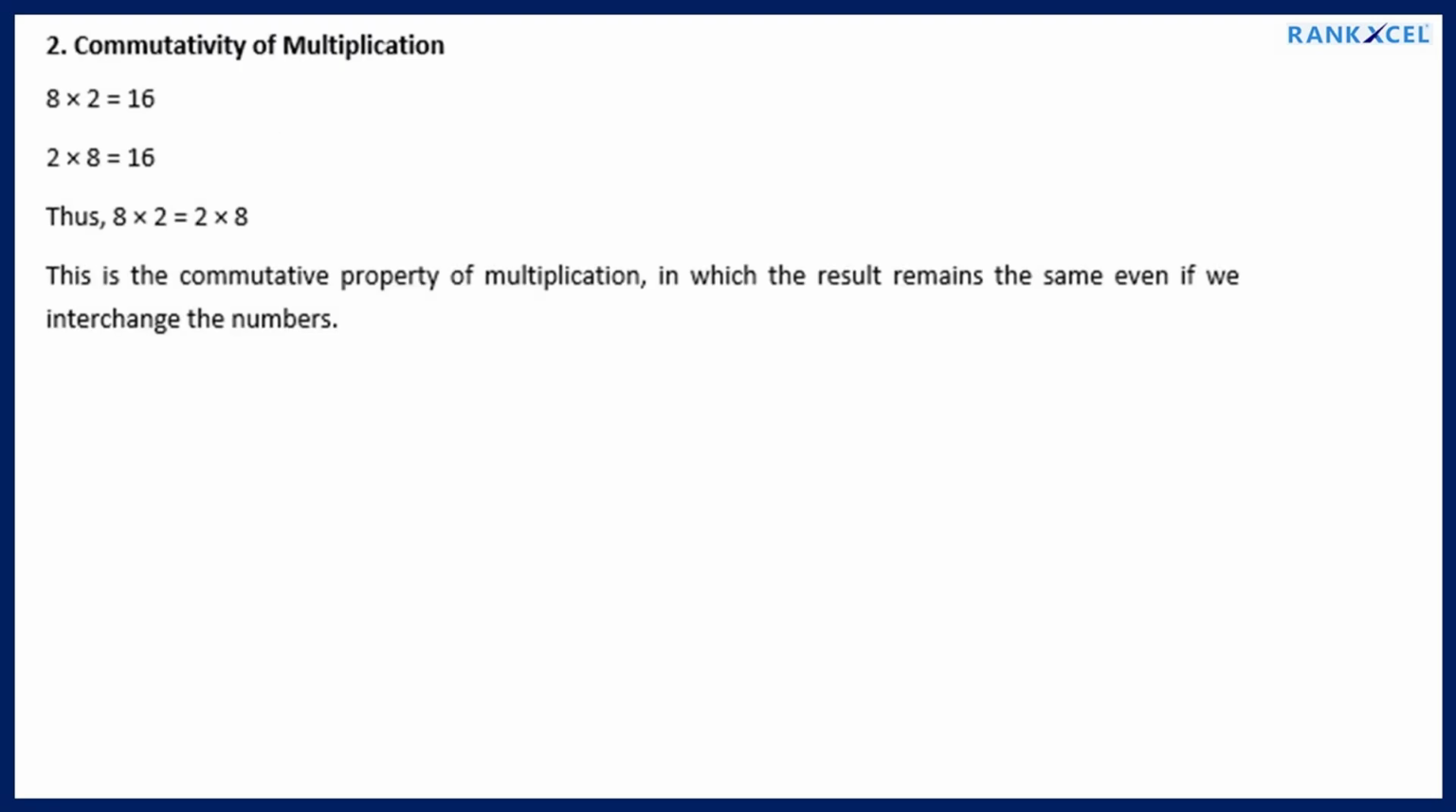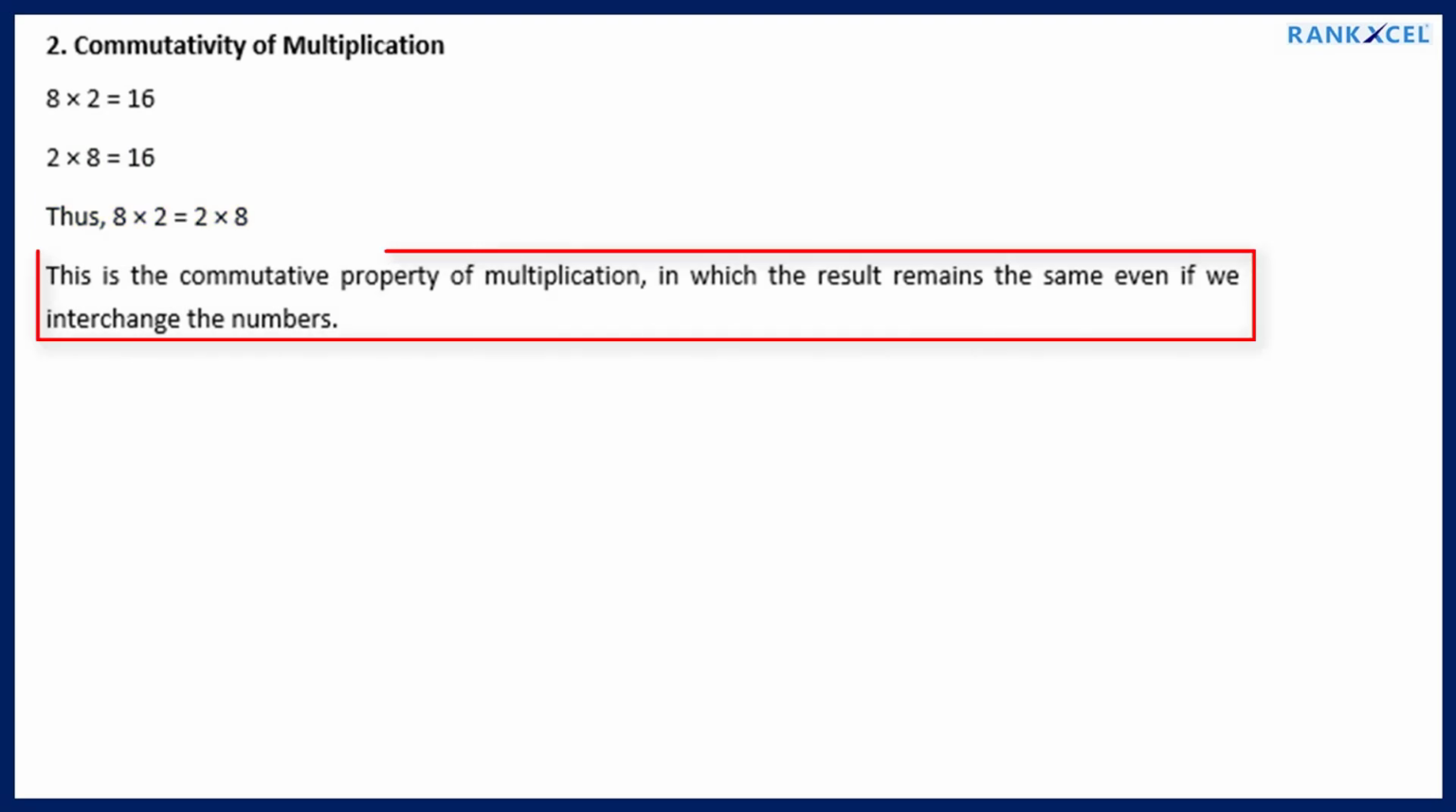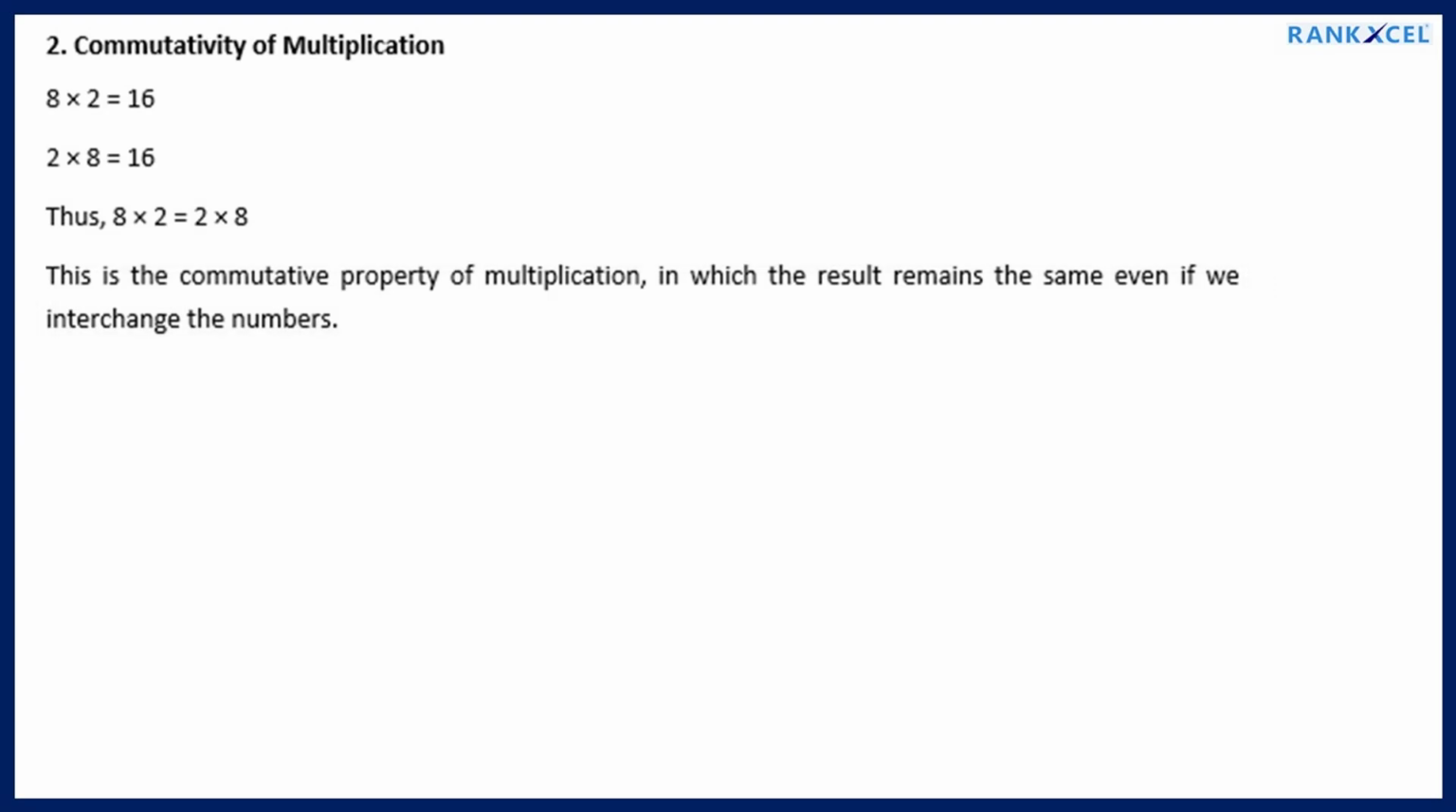2. Commutativity of multiplication. 8 times 2 equals 16. 2 times 8 equals 16. Thus, 8 times 2 equals 2 times 8. This is the commutative property of multiplication, in which the result remains the same even if we interchange the numbers.